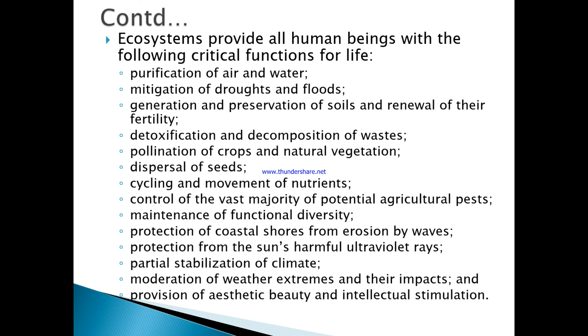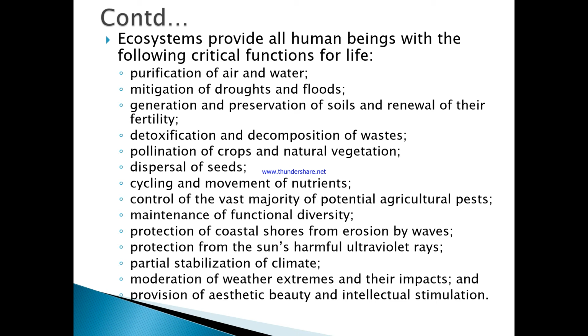Ecosystems provide all human beings with the following critical functions for life. So what do we get from the ecosystem? Purification of air and water is done through the ecosystem. Mitigation of droughts and floods. So due to the ecosystem, droughts and floods are less likely. Generation and preservation of soils and renewal of their fertility. This job is also done by the ecosystem. Detoxification and decomposition of waste. So whatever waste is dumped on the land, it decomposes.